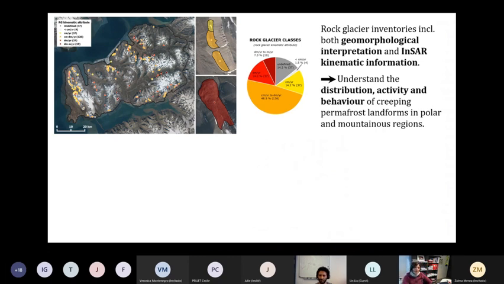So that's just a quite short introduction to show that in this project, the goal was really to combine both geomorphological interpretation and InSAR kinematics to move from morphologic inventories to morphokinematic inventories, and to further understand distribution, activity, and behavior of rock glaciers in polar and mountainous regions in Norway. And as I said, it has been done in several other regions around the world. So you're really welcome to have a look at this article from Aldo Bertone.